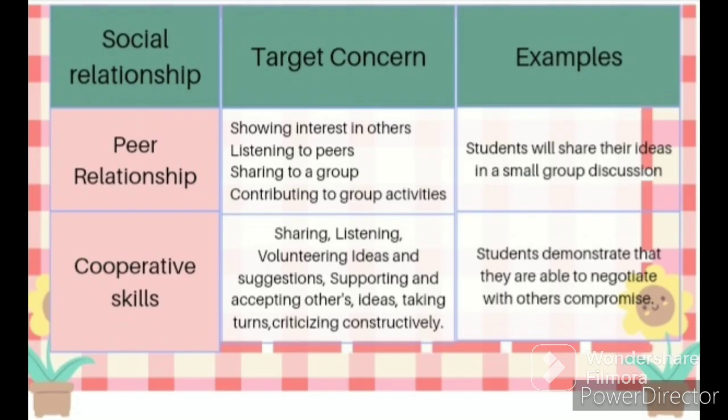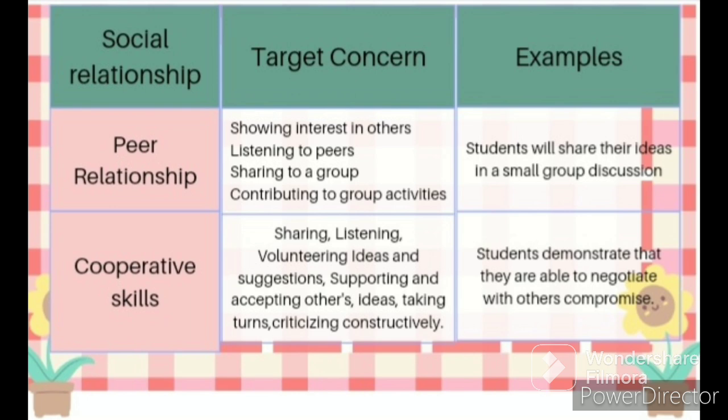Presented in the table on your screen are some examples of social relationship areas and corresponding targets. So we have here the social relationship, target concerns, and examples. In social relationship, first is peer relationship. The target concerns of peer relationship are the following: showing interest in others, listening to peers, sharing to a group, and contributing to group activities. An example of this is that the student will share ideas in a small discussion.